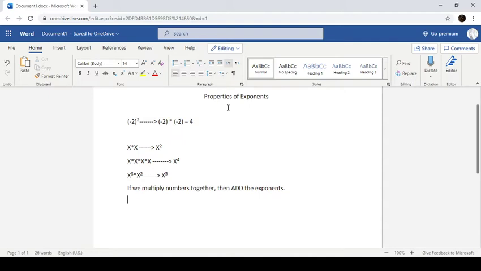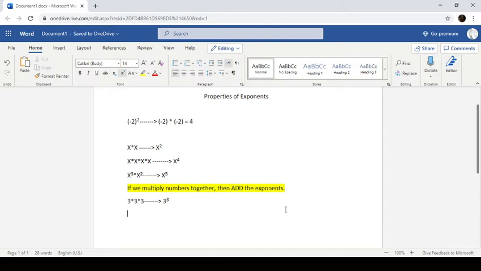So for instance, if I have 3 times 3 times 3, how many 3's do I have? I have 3 of them. So that'd be 3 to the third. And then we could, of course, calculate what 3 to the third is. But anytime that you are multiplying numbers together, you're going to add their exponents. So I'm going to go ahead and highlight this. That's rule number 1. Okay?